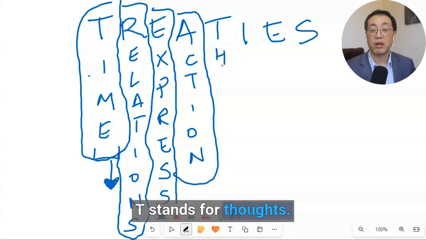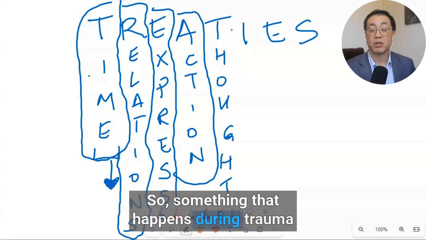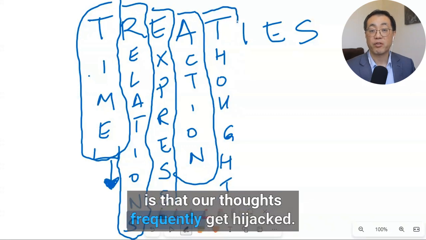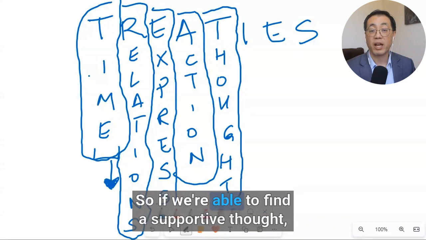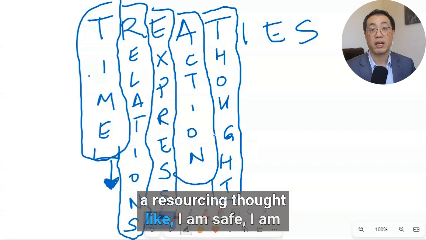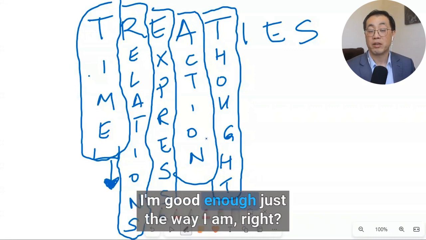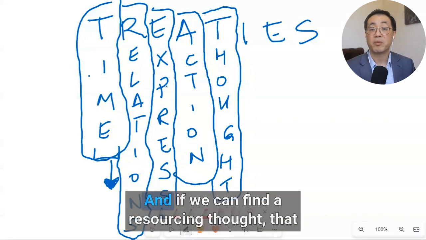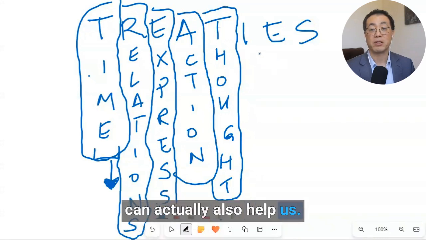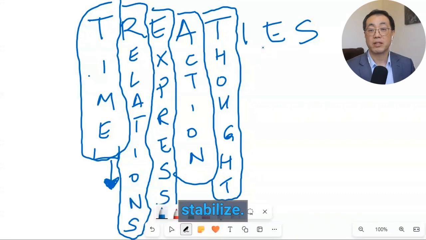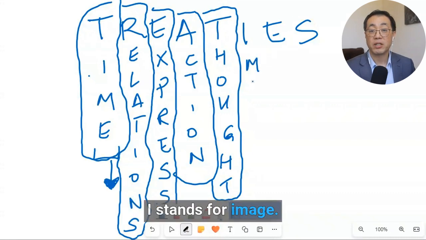T stands for thoughts. Something that happens during trauma is that our thoughts frequently get hijacked. So if we're able to find a supportive thought, a resourcing thought like, I am safe, I am okay, I am good, I am protected, I am loved, I'm good enough just the way I am, right? If we can find a resourcing thought, that can actually also help us stabilize.